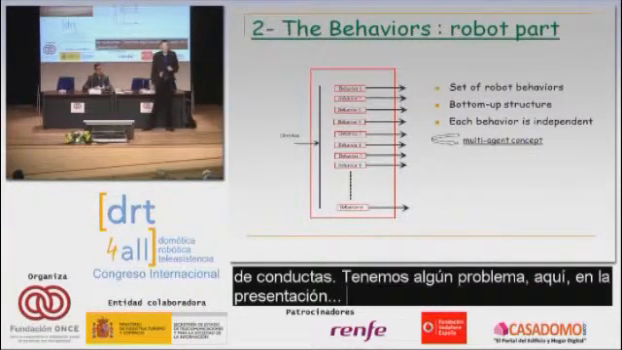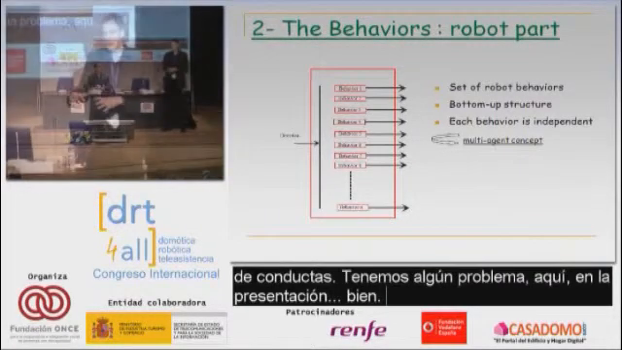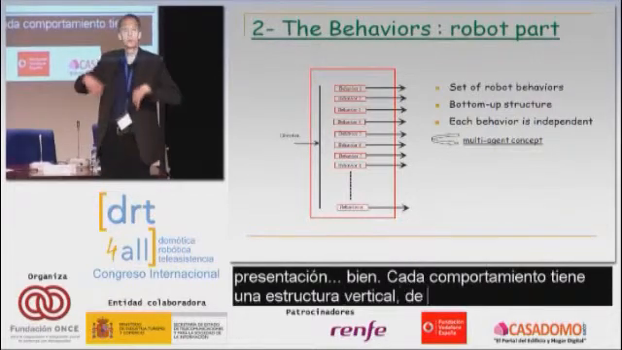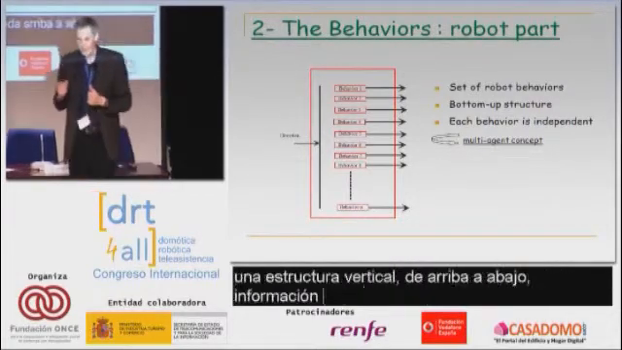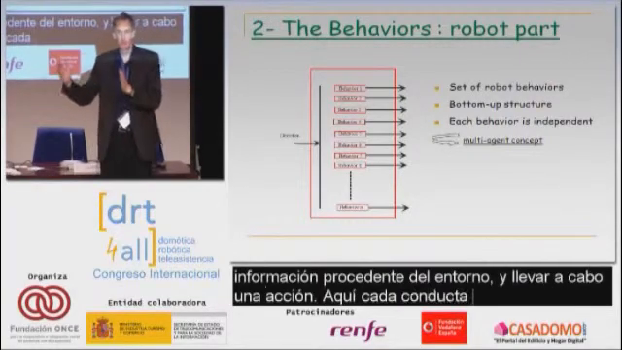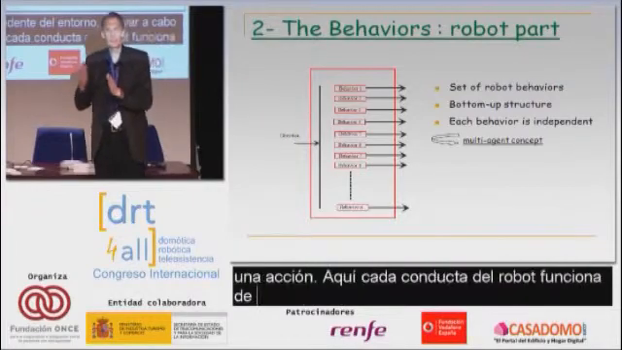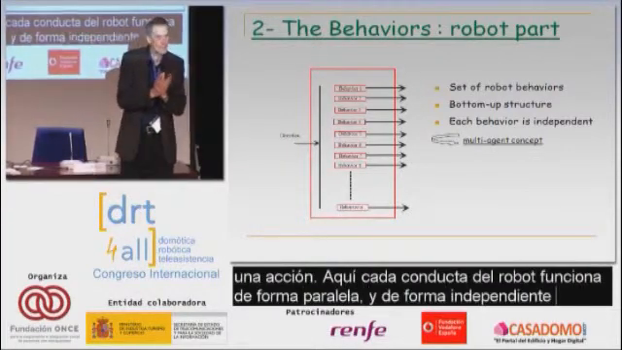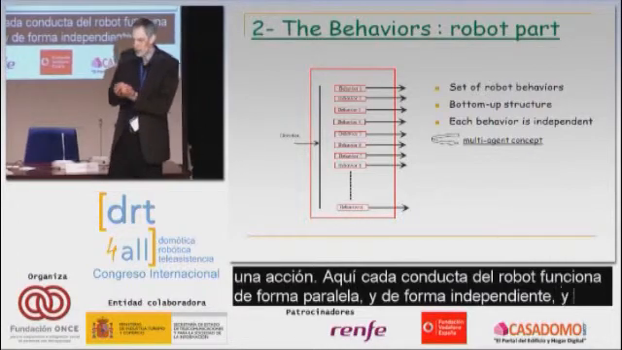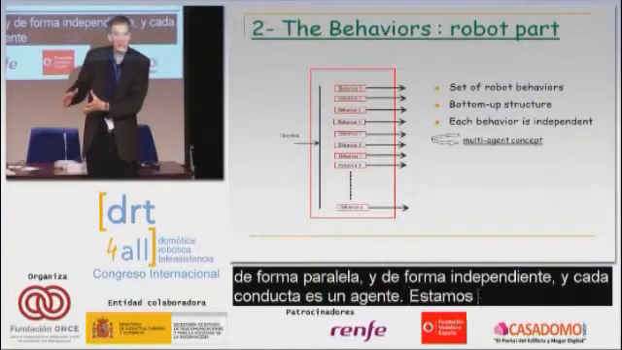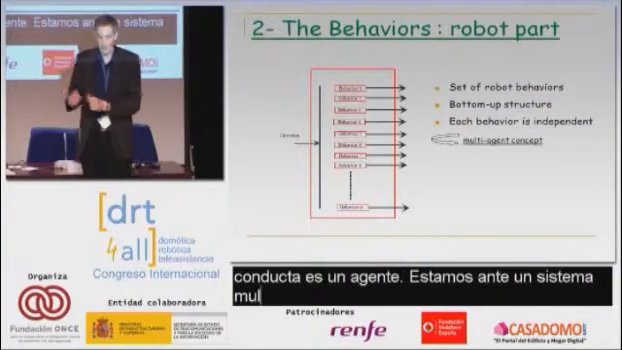Each behavior has a bottom-up structure. A bottom-up structure, we have information on the environment and perform an action. And here, each behavior of the robot works in parallel and in an independent manner. And each behavior here is an agent. And we are in front of a multi-agent system. And now it's a robotic system.